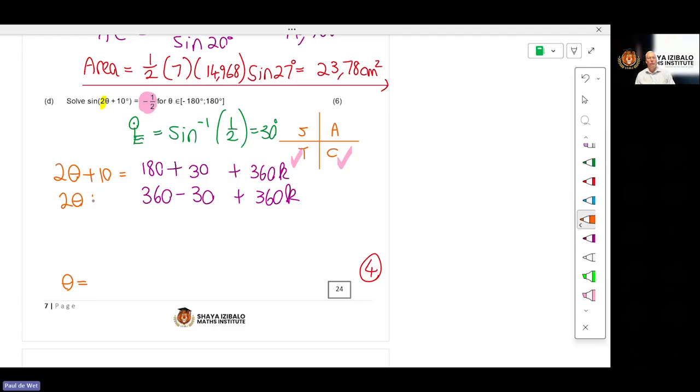Okay, and now this is what we've got to solve. And from here, it's just algebra. All right? Okay, so we're going to get 210 minus the 10. So we're going to get 200, and then we're going to divide by 2. So theta is going to be 100 plus 180k.